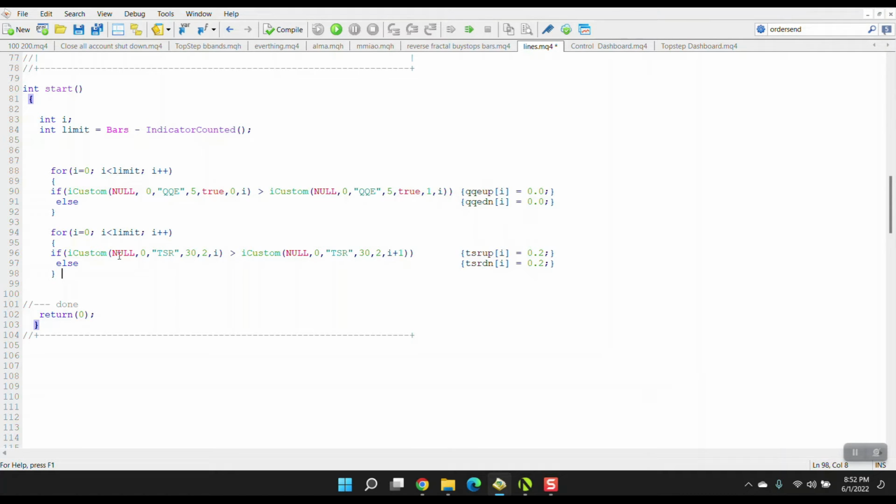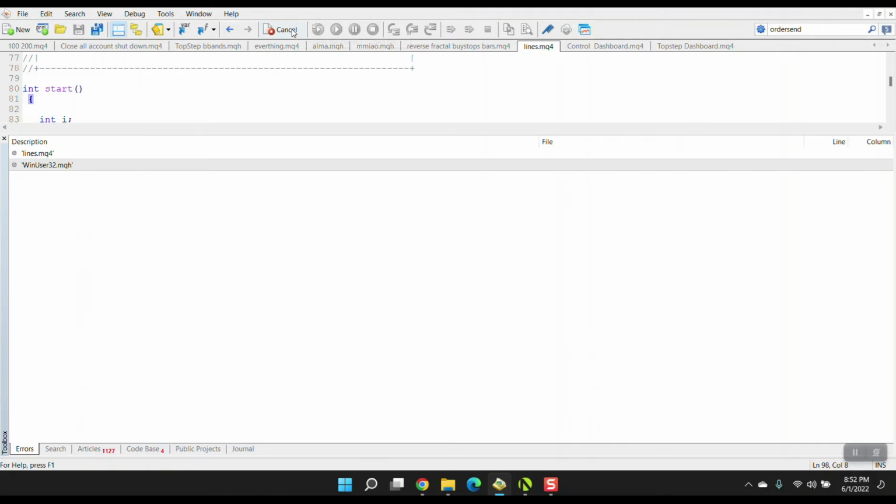Then the line would be whatever you wanted it to be on the chart. And in this case here, I have QQE up is zeros, TSR up is .2, or if it's TSR down, it's .2 but a different color, aqua, magenta. And all this is saying is if the TSR on this bar is greater than the TSR from last bar, then TSR must be going up. Kind of common sense. Okay, so let's compile this.